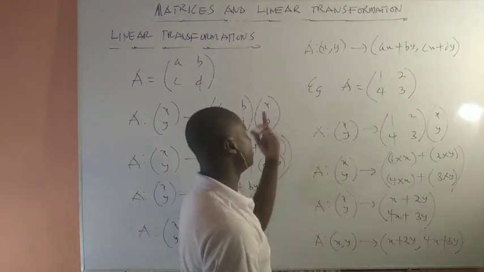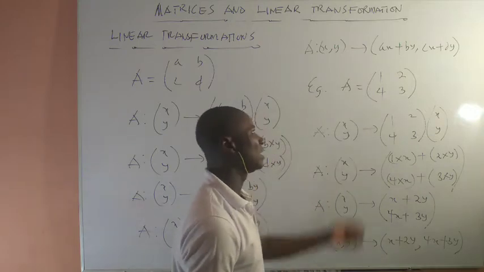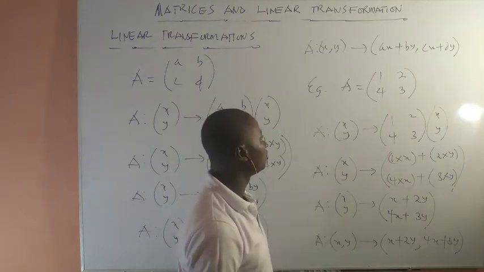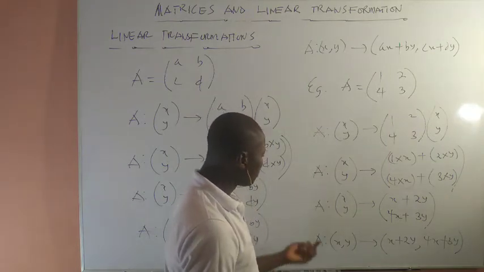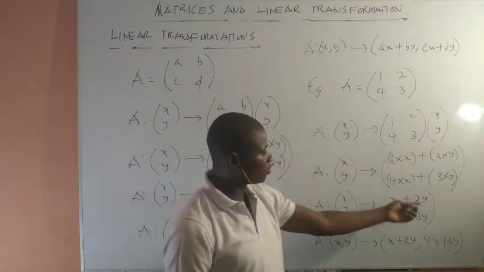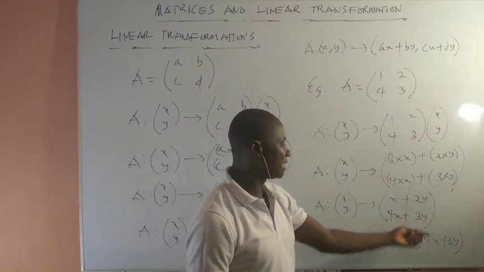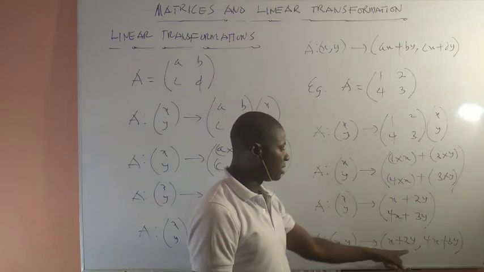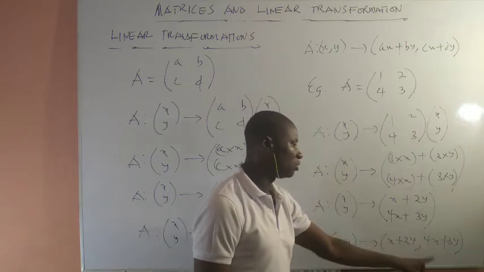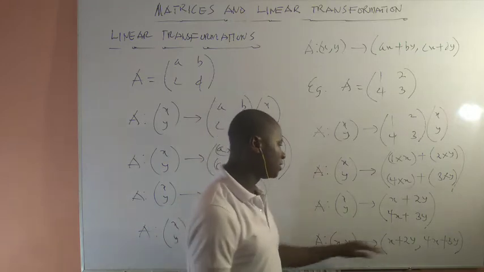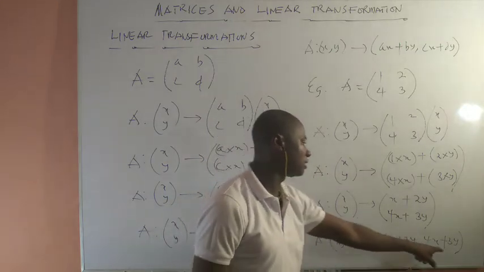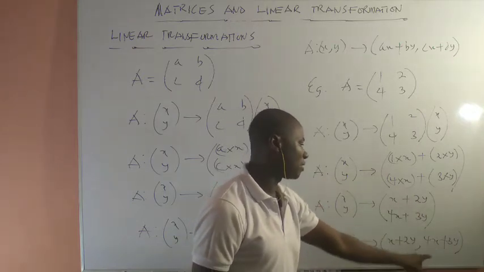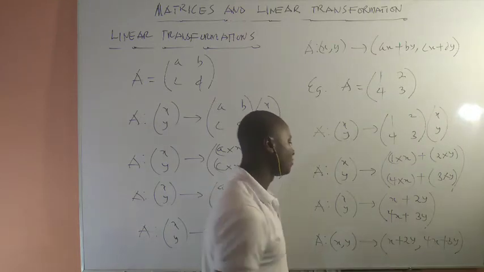So in general, that is how we deduce our linear transformation when you are given a matrix. We will be looking at how to also write a matrix when you are given the linear transformation. So in general, take note that A of x, y maps to x plus 2y, that's the first row, then 4x plus 3y, that's the second row. If you are writing the linear transformation in this form, take note, it's very important, the comma separates the first row from the second row. So the first row is x plus 2y, then comma, we have 4x plus 3y.